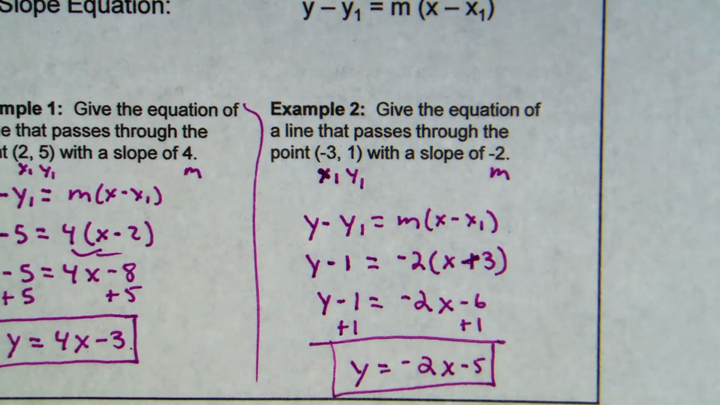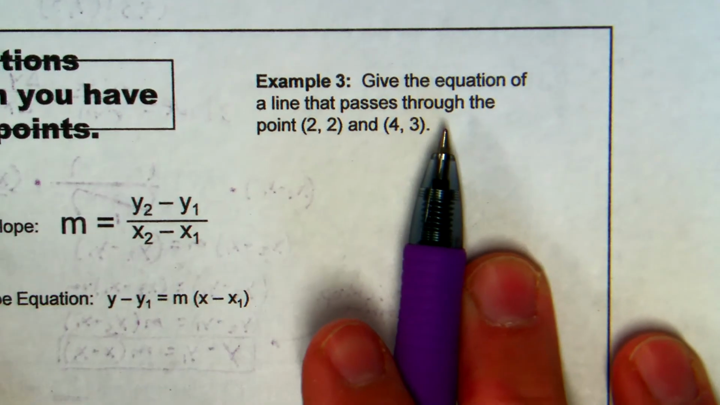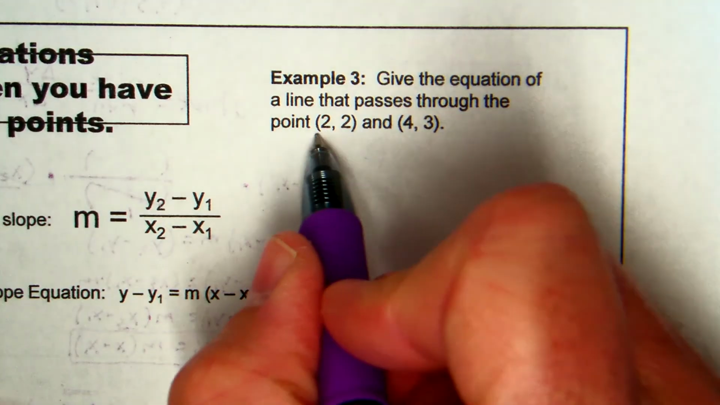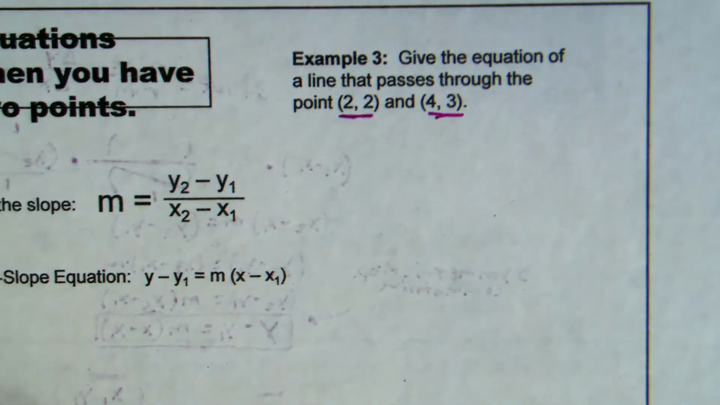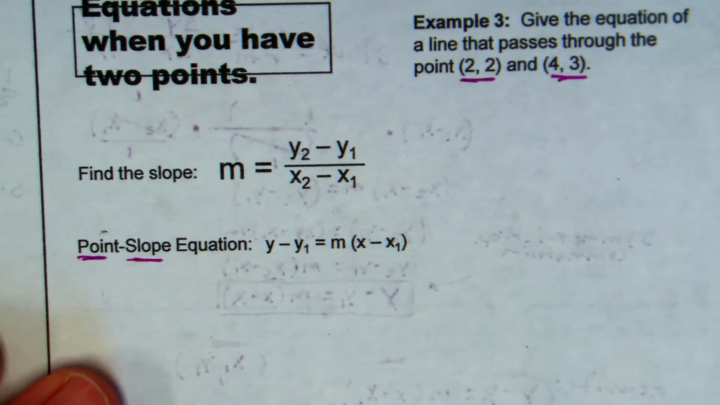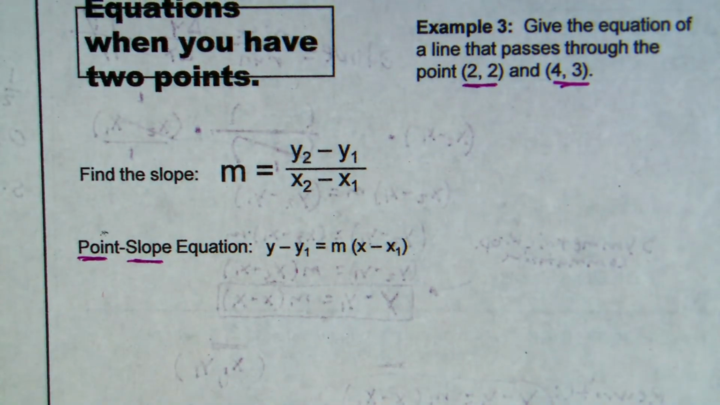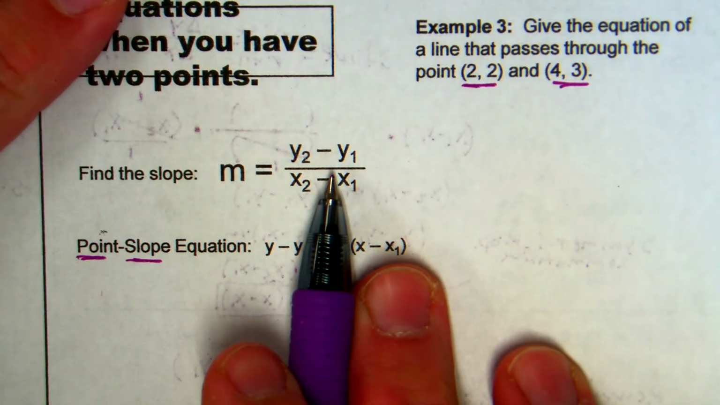Not too bad, right? This next example is slightly different. Notice it says, give the equation of a line that passes through these 2 points. But my point-slope formula says I need to have a point and a slope. That's why it's called the point-slope formula. I don't know the slope. However, I do know how to find the slope because all of this began with the slope formula.